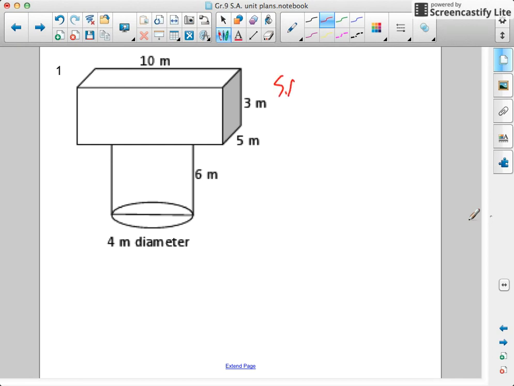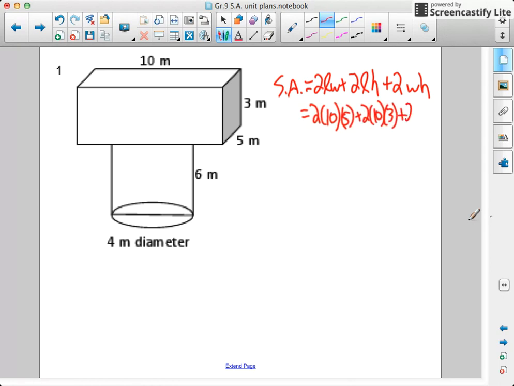So my surface area for the top rectangular prism would be 2 length times width plus 2 length times height plus 2 width times height. So this would be 2 times 10 times 5 plus 2 times 10 times 3 plus 2 times 5 times 3. So this gives me 100 plus 60 plus 30, so that's 190 meters squared.